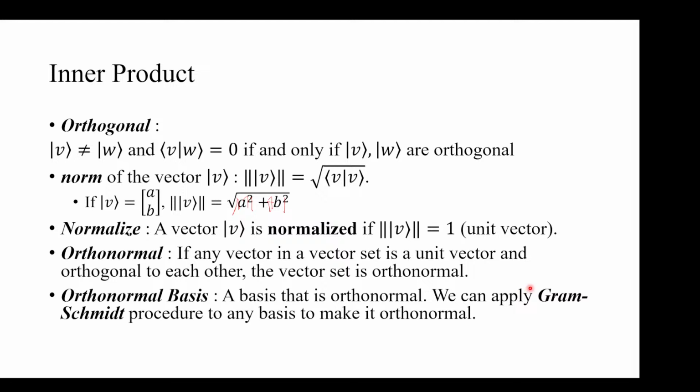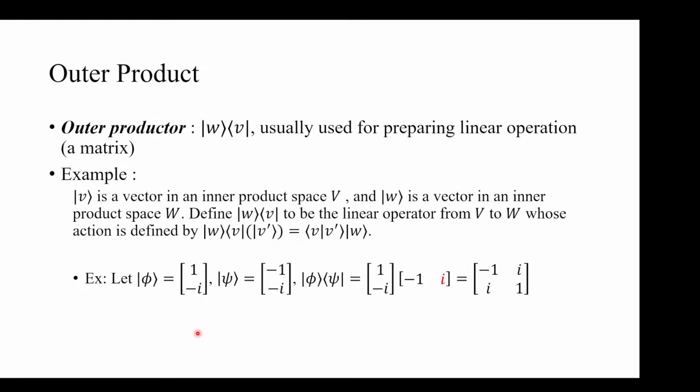Okay, and so it's a very strong restriction on the basis, but also from the linear algebra course, we know that if we have just any basis, then we can apply the Gram-Schmidt procedure to get an orthonormal basis. Okay. Any questions so far? Okay. If not, then let's go to the outer product.